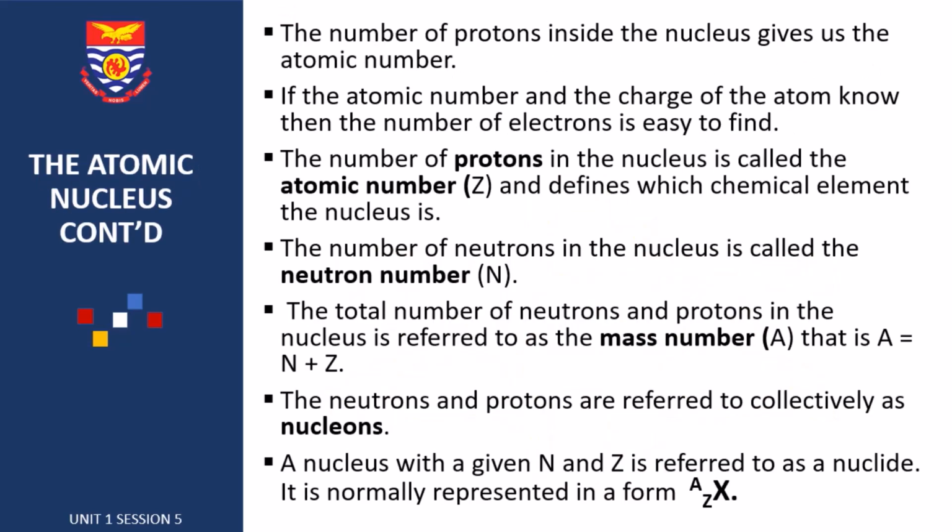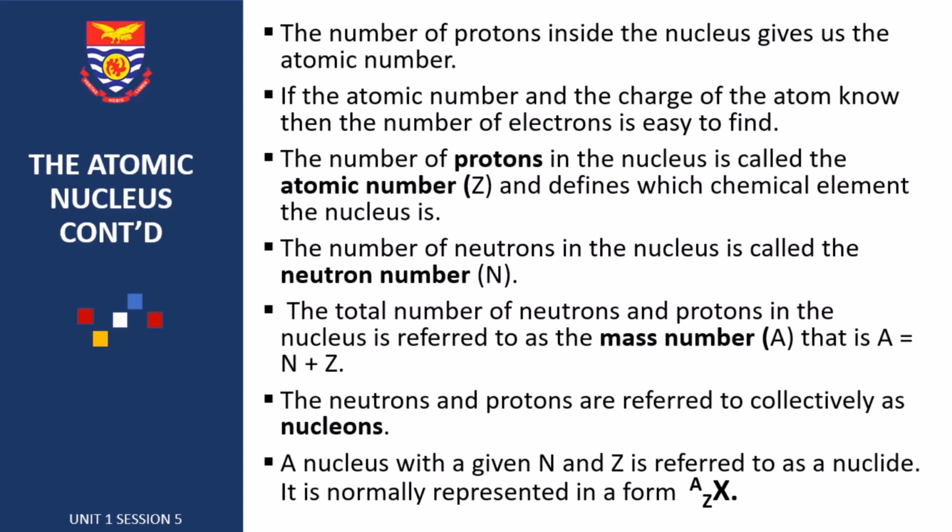The number of protons in the nucleus of an atom is referred to as the atomic number. This atomic number is equal to the number of electrons in the atom, provided the atom is neutral. The atomic number, which is the same as the proton number, is represented by the letter Z, and it defines which chemical element the nucleus belongs to.